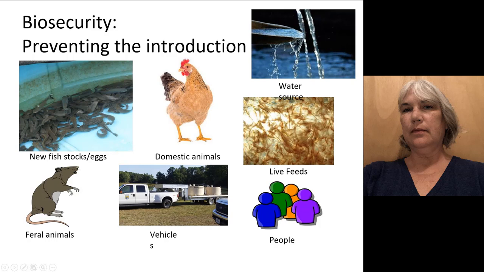The vectors can be anything from bringing in new fish, new eggs. We talked about domestic animals such as chickens, dogs, cats, and feral animals such as rats and slugs. But yes, your water source, as Kai mentioned, surface waters can be contaminated depending on your water source. And you may have live feeds. Where you get the live feeds could be an avenue of disease. And a lot of people don't think about it, but vehicles, things that come onto your property, as well as your visitors, can also become a vector for a disease.